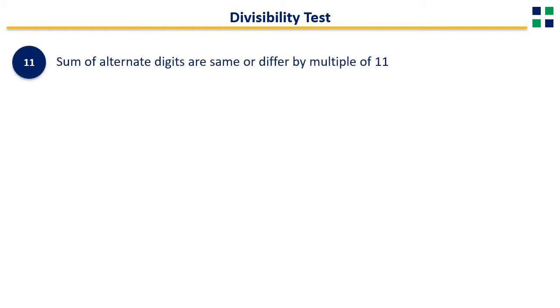What is the divisibility test for the number 11? In case of 11, we take the sum of alternate digits, and if these sums are the same or differ by a multiple of 11, we say the number is divisible by 11.